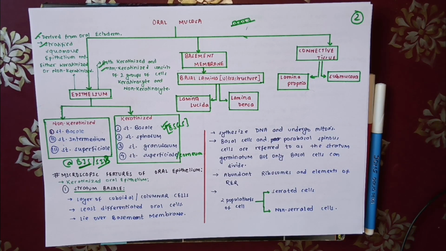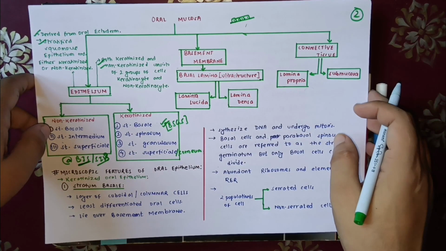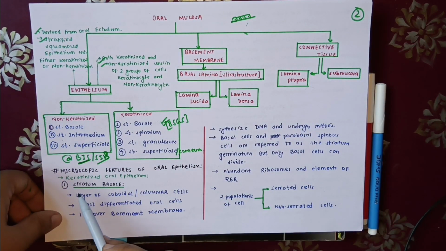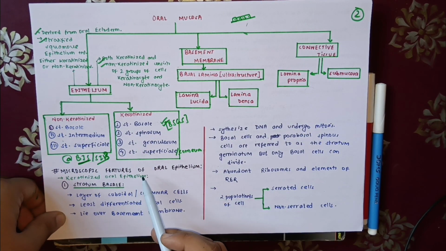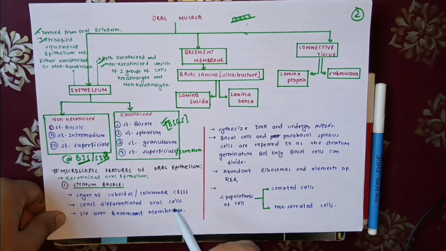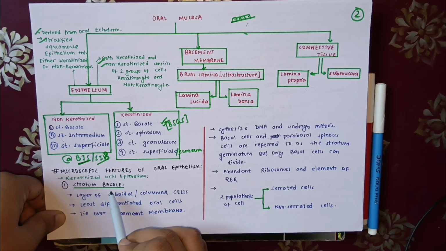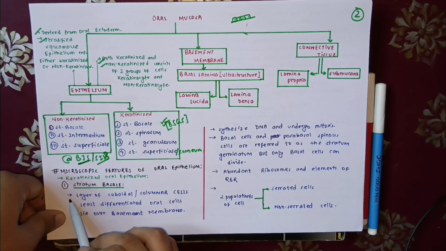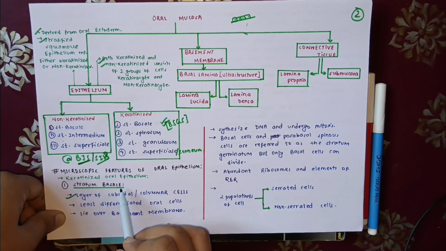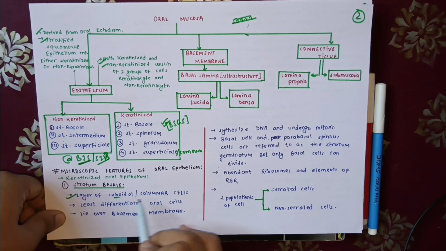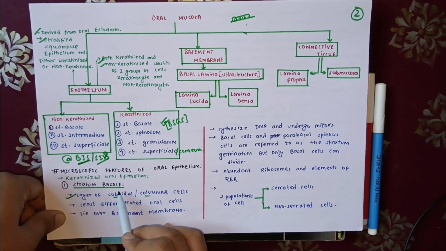Now I think you are clear on this, so I will move ahead. I have written about all four layers of this keratinized epithelium in this note, so I will be discussing that. In keratinized oral epithelium, our first and basal layer is the stratum basale. A layer of cuboidal or columnar cells is present in this stratum basale.